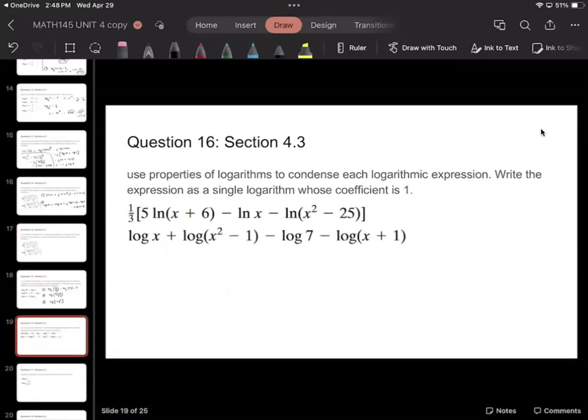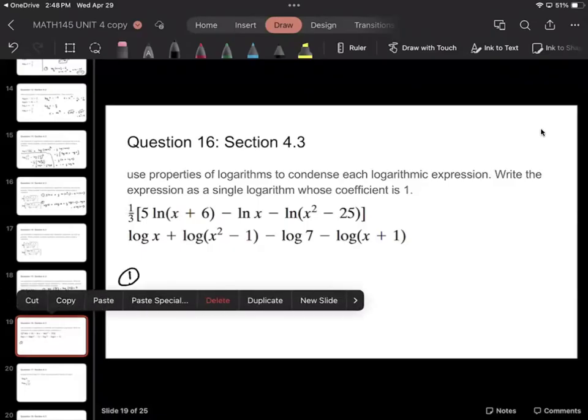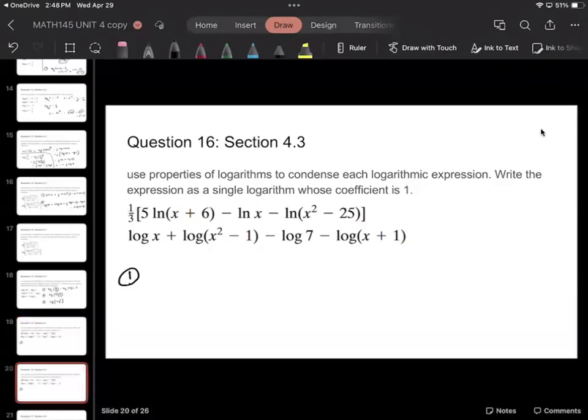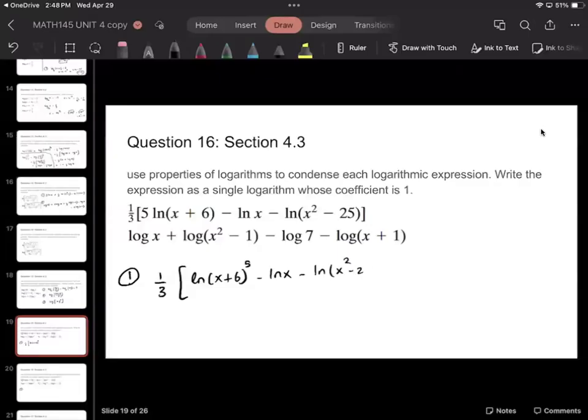Again, we are condensing. Okay. So the first one is going to become this. So I'm going to do the first one elaborately, and then we will do the second one quite quickly. Okay. So let's do the first one a little bit elaborately. So I keep the 1/3 outside. Don't do anything with it. So 5 ln x plus 6 can be written as ln of x plus 6 to the power of 5. Okay. So this is what I have in the first step.